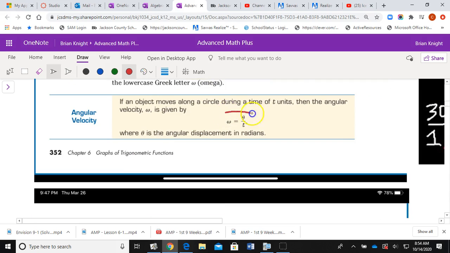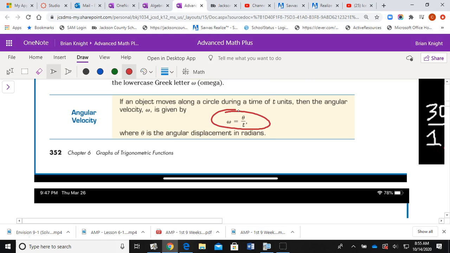This is your angular velocity formula. Okay? Has some cool little Greek letters. This right there, that's an omega. Okay? The little W looking thing. All right? Omega equals theta. What do you think theta is? That's your angles divided by time.